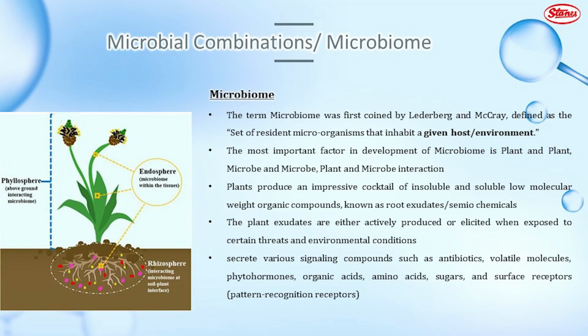Coming to the microbiome: till now we were looking at a microorganism as a single entity. Microbiome is a combination. It was first derived by Lederberg and McCray. The most important factor in the microbiome is that we need to understand plant to plant interaction, microbe to microbe interaction, and plant to microbe interaction, because as we produce a reflex effect when we get into difficult positions, plants also produce certain organic compounds or volatile materials which help in protecting them from stress factors. A few are antibiotics, volatile molecules, phytohormones, organic acids, amino acids. These are the compounds they produce during stress.